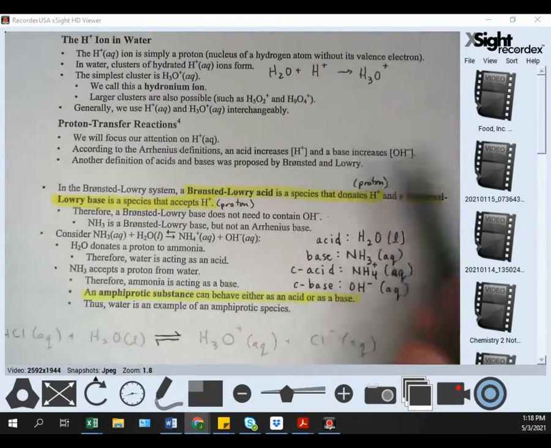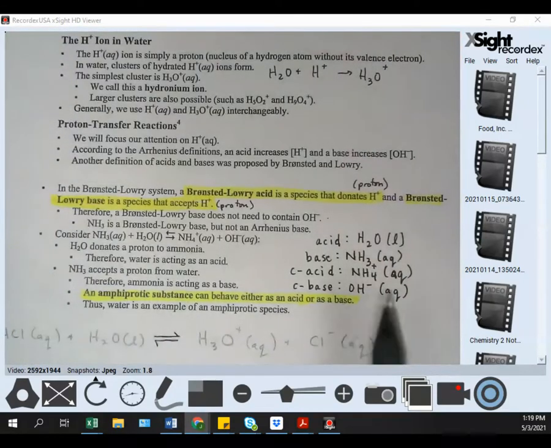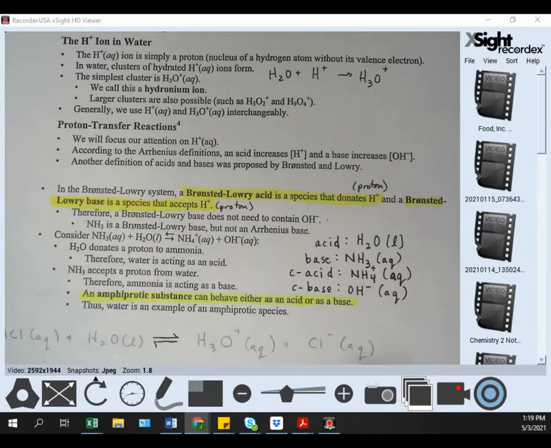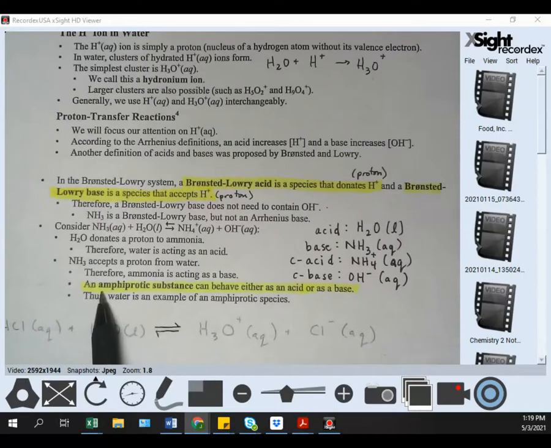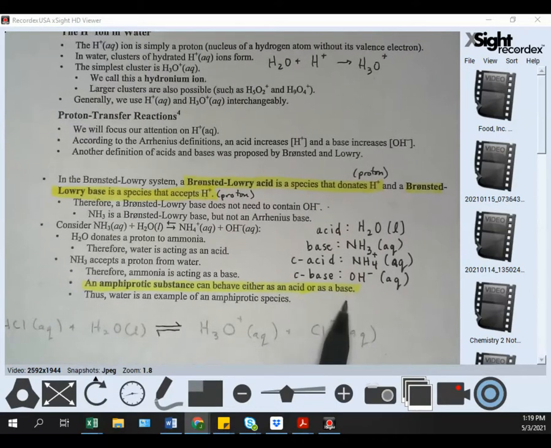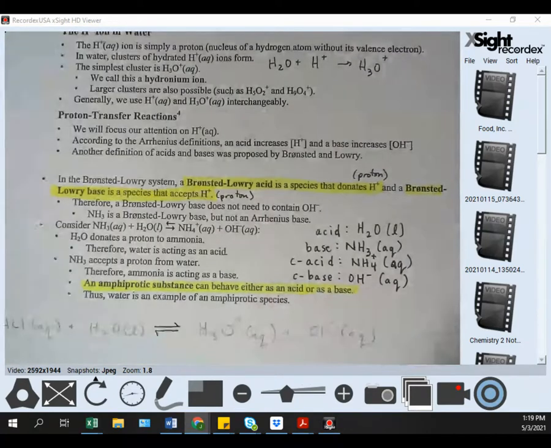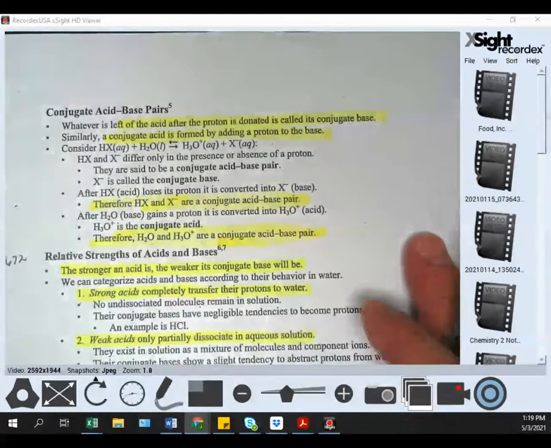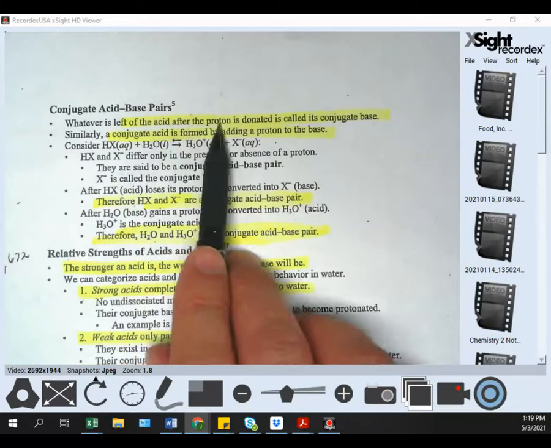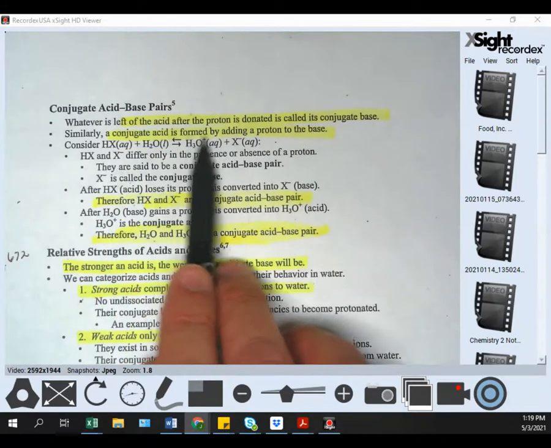All right. So we're going to talk about them a little bit on the next page. We have what are called conjugate acid-base pairs. Okay, and I'm going to talk about those and then come back to this and identify what these are. So, an amphiprotic substance can behave either as an acid or a base. Water is an example of an amphiprotic substance. And I'll explain that in a second here. Okay, so let's go to conjugate acid-base pairs. Whatever is left of the acid after the proton is donated is called its conjugate base. Similarly, a conjugate acid is formed by adding a proton to the base.